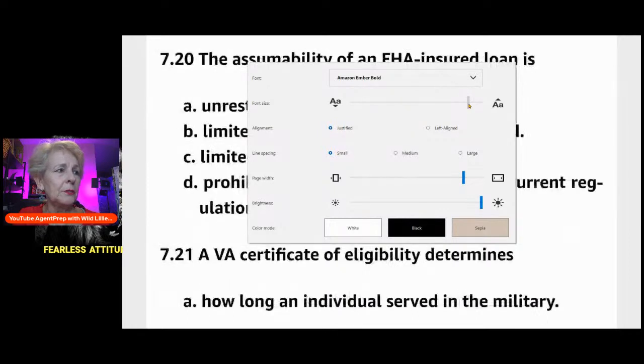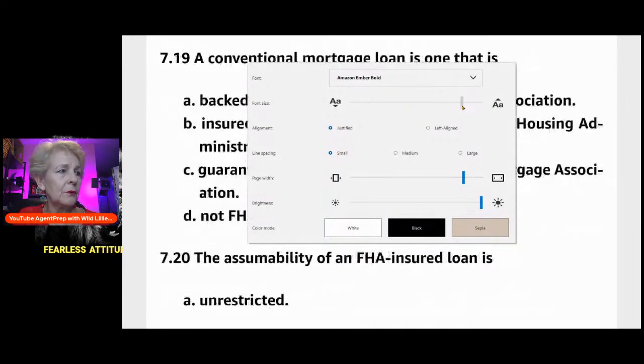If I go larger, okay, so I'm going to have to go a little smaller.